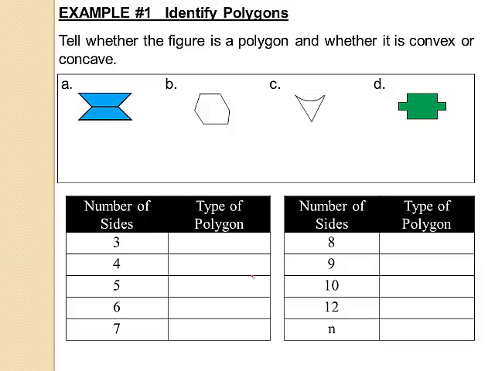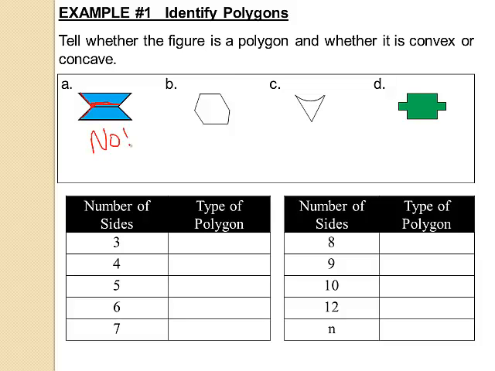In identifying polygons, you have to tell whether the figure is a polygon and whether it's convex or concave. The first one, because of this point right here, we have 3 line segments that come to the same point. Remember, in the definition of a polygon, you can only have 2. So we have this line here, and this line here. They all come to the same point, which is right here. Since you have 3 line segments intersecting, that means that it is not a polygon. So this would be no.